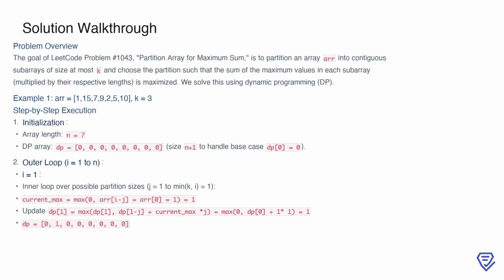Now, we iterate over each index I from 1 to n. At I equals 1, we consider all possible partition sizes up to k or I, whichever is smaller. Here, the only possible partition is of size 1, so we calculate the maximum value in that partition, which is 1, and update DP 1 to 1. The updated DP array becomes 0, 1, 0, 0, 0, 0, 0, 0.